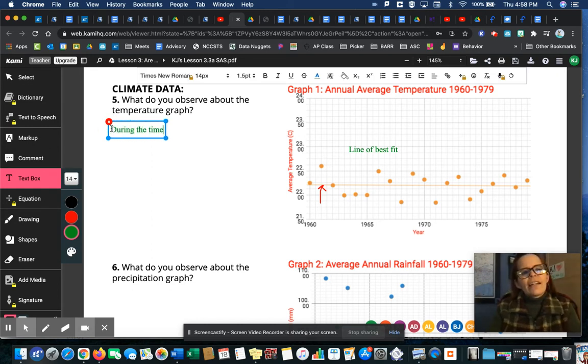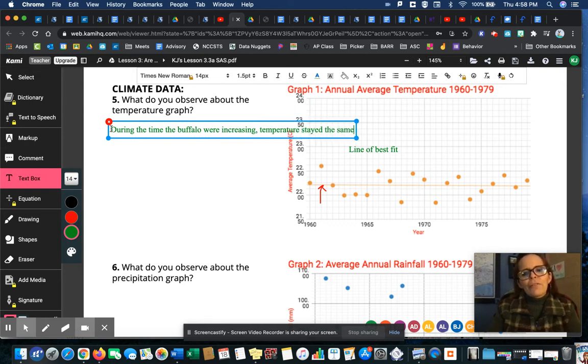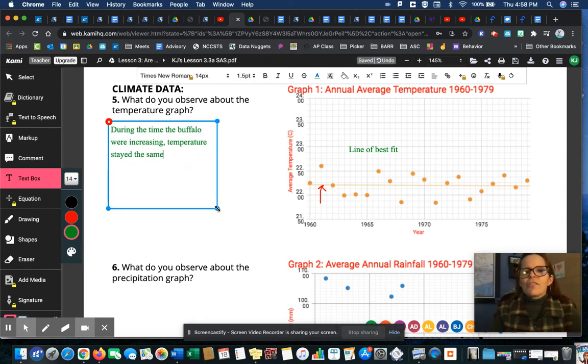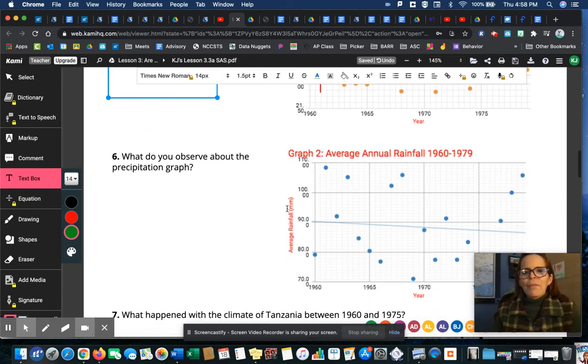During the time the buffalo were increasing, temperature stayed the same. I'll resize that here really quickly. There we go. So temperature was not a factor, at least we don't think it's a factor in what's going on here. So that's part of our hypothesis.